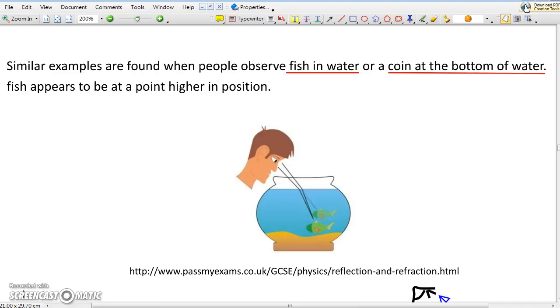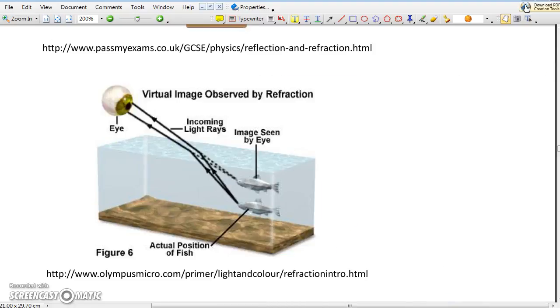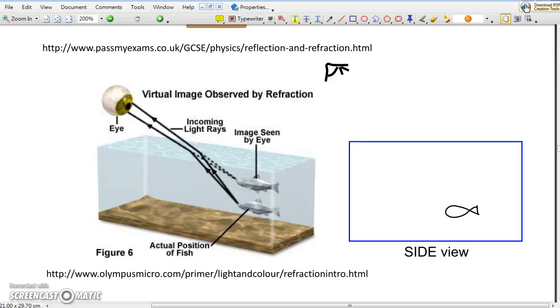There are many similar examples such as these. A fish in water or a coin at the bottom of water. So for a situation like this, when the observer observes the fish underwater, we may draw a diagram which is a side view. We draw light rays from the object that go into air but bend away from normal. We draw another light ray, it also bends away from the normal.